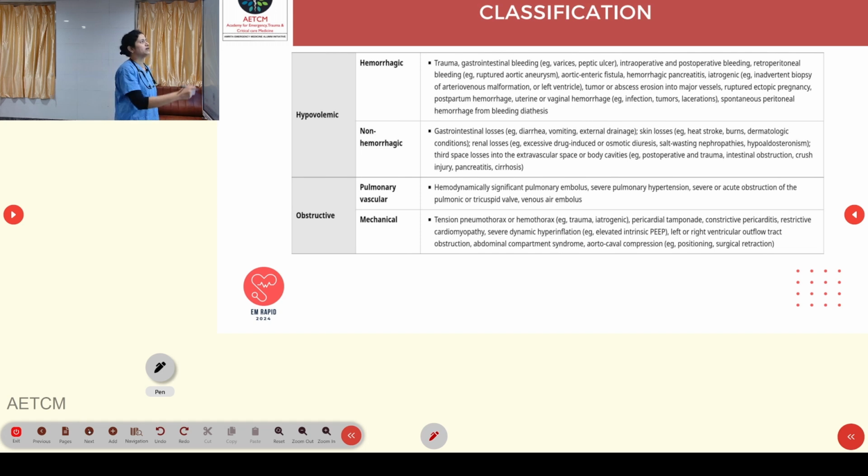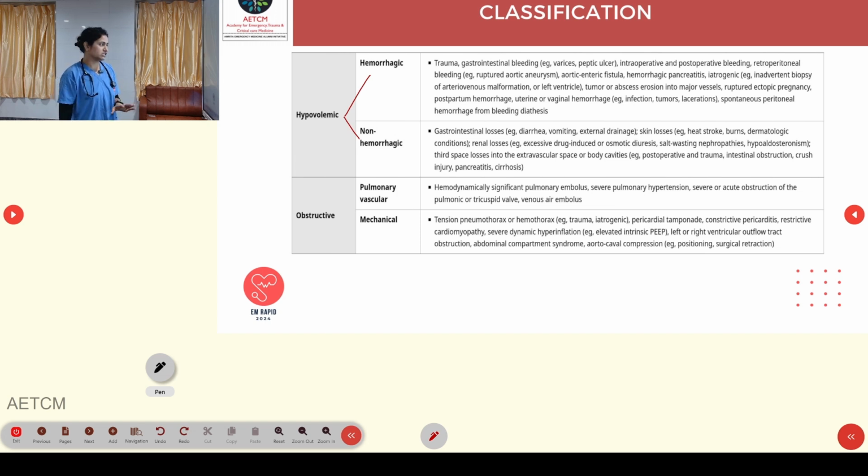Coming to hypovolemic, it may be hemorrhagic and non-hemorrhagic. Hemorrhagic may be due to trauma, GI bleed, that is variceal bleed in CLDs, and intraoperative and postoperative bleeding. Any type of bleeding manifestation will come under hemorrhagic shock. Non-hemorrhagic shock will be GI losses like diarrhea, vomiting, external drainage, skin losses like heat stroke, burns, renal losses like excessive drug induced or osmotic diuresis, and third space losses into extravascular space or body cavities like intestinal obstruction, crush injury, pancreatitis, cirrhosis and so on.